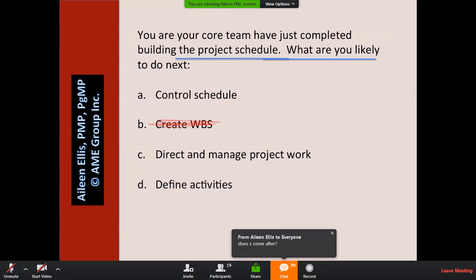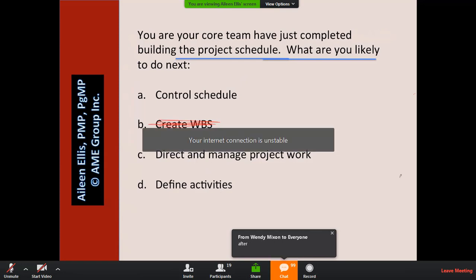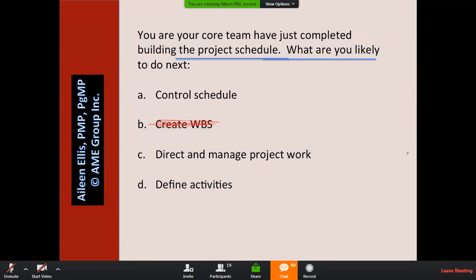Let's go to D, define activities. Do we define the activities before or after we build the schedule? We define the activities before. Which tells me D must be wrong. Again, if today's your first day studying, you might just want to sit back and listen on this. So B and D come before we build the schedule, so they must be wrong. The question is asking what am I likely to do next? Both A and C come after building a schedule, but which would occur first, C or A? Do we do the work first or do we control the work first?